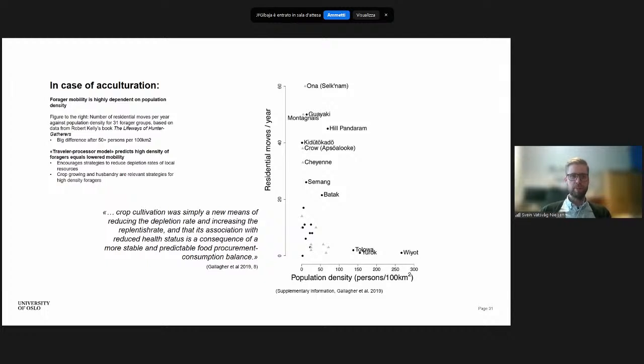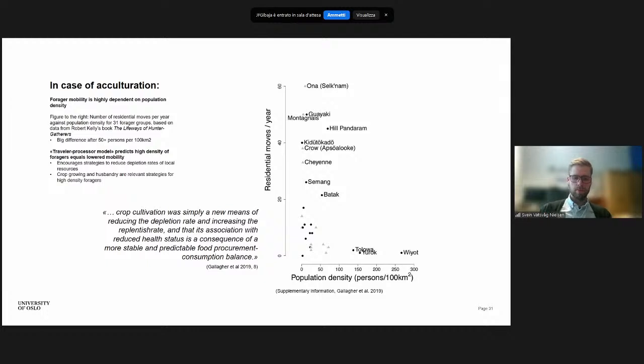So with a lowered mobility, it would encourage strategies to reduce the depletion rate of local resources. And within such a scenario, crop growing or husbandry could be considered relevant strategies for foragers. So one study by Gallagher and colleagues even argued that crop cultivation was simply a new means of reducing the depletion rate and increasing the replenishment rate, and that its association with the reduced health status is a consequence of a more stable and predictable food procurement consumption balance.